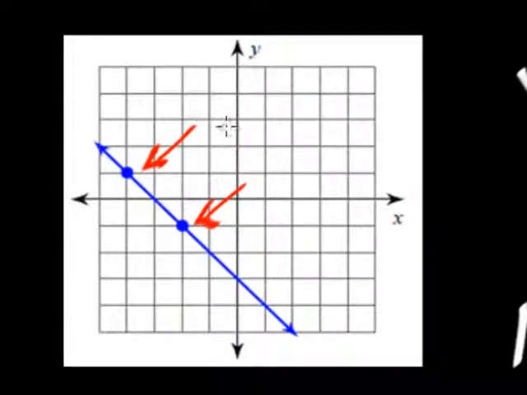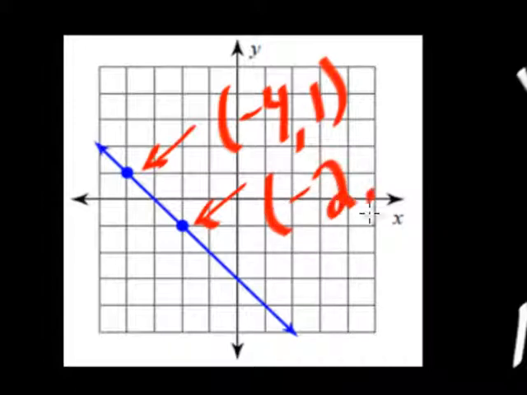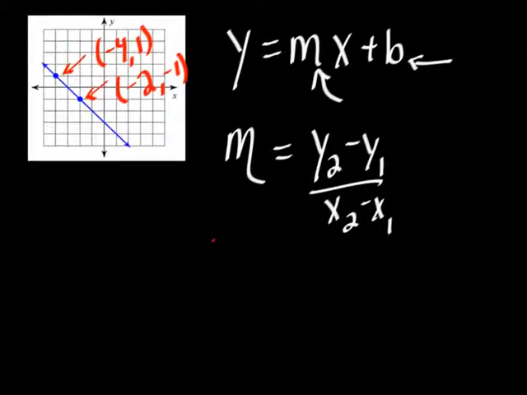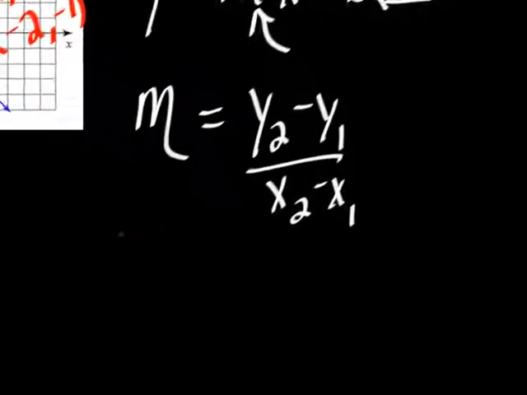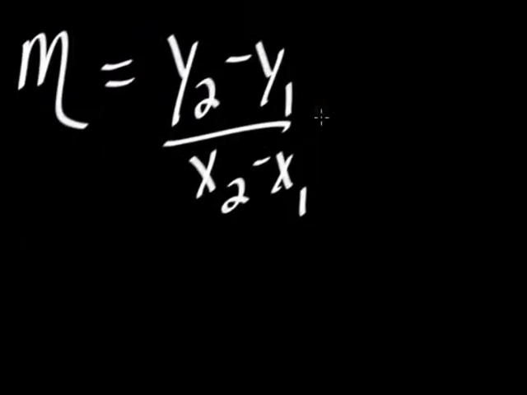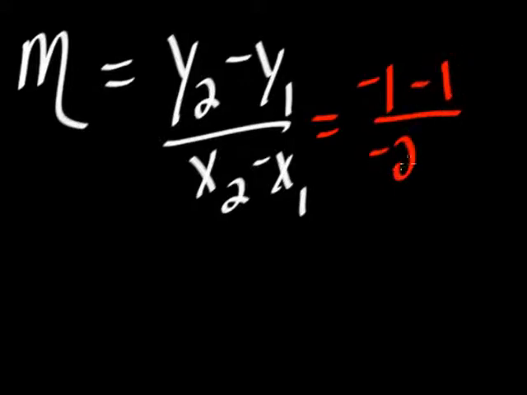All right, so my first point here is (-4, +1), and my second point is (-2, -1). It does not matter which one you plug in as x1, y1 or x2, y2, as long as you plug it in consistently. Now, I typically move from left to right, but you do not have to go in that particular order. So if I plug in, I would take my y's, -1 minus +1, divided by -2 minus -4.